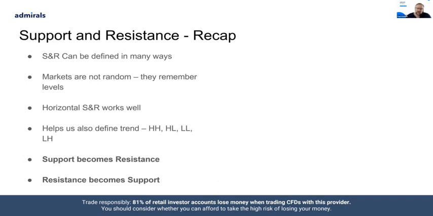Horizontal support and resistance works well. It can help us define the trend when we start to see higher highs, higher lows, lower highs, and we'll see price move that way because price never moves in a straight line. What's important for us to remember is support becomes resistance and resistance becomes support. These things are important for us to know, recognize and understand. And that's what we see there. With a bit of experience and a bit of practice, you'll start to be able to recognize that.